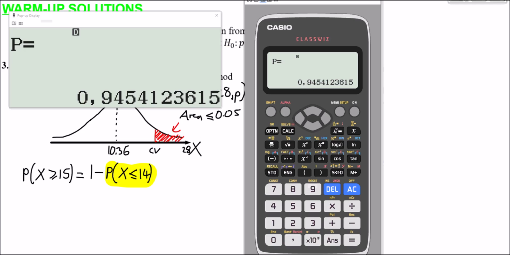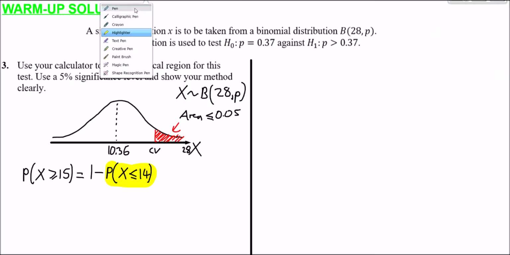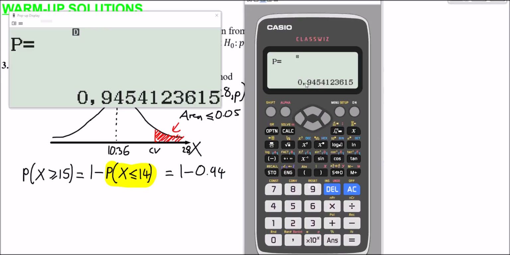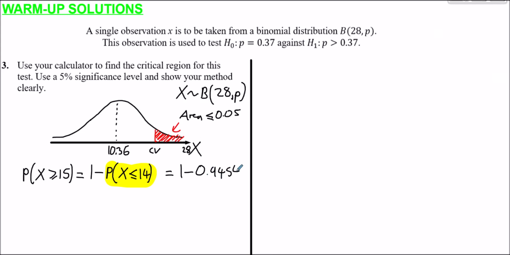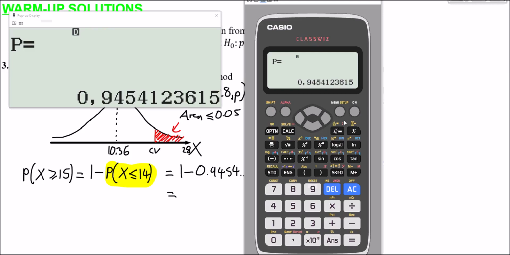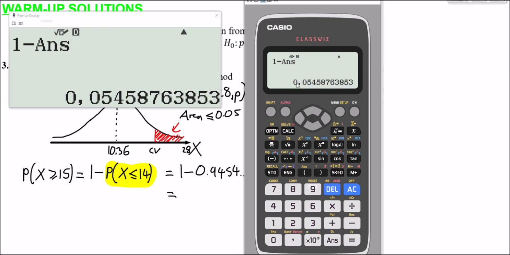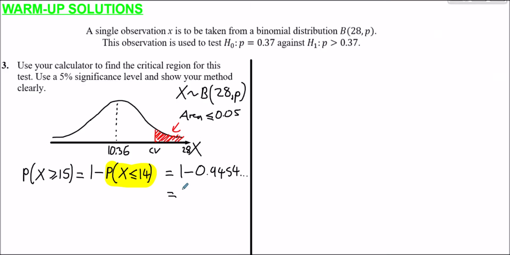So this won't be critical yet, but let's write it down, because our working makes it clear to the examiner that we deserve our marks. So that's 1 minus 0.9454 and so on. So go back to normal mode, so press menu 1 and do 1 minus our answer, it'll be stored for us. That's 0.0546, which we can see is still greater than this 0.05. So that's not critical yet.